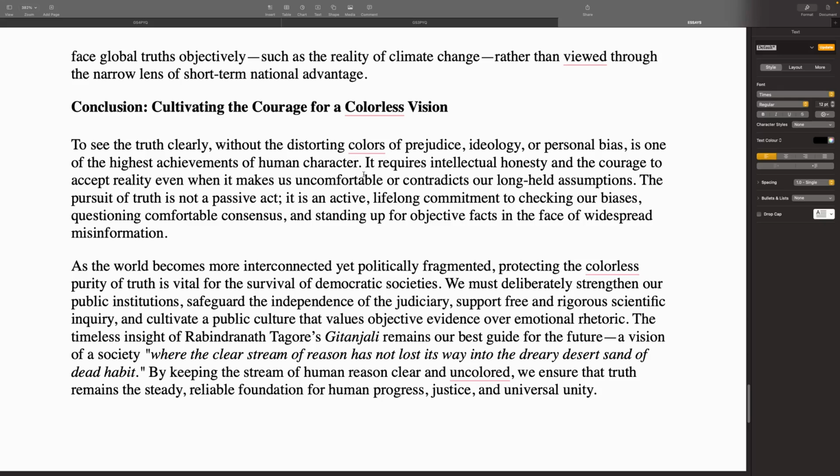The timeless insight of Rabindranath Tagore's Gitanjali remains our best guide for the future. A vision of a society where the clear stream of reason has not lost its way into the dreary desert sand of dead habits. By keeping the stream of human reason clear and uncolored, we ensure that truth remains the steady, reliable foundation for human progress, justice, and universal unity.